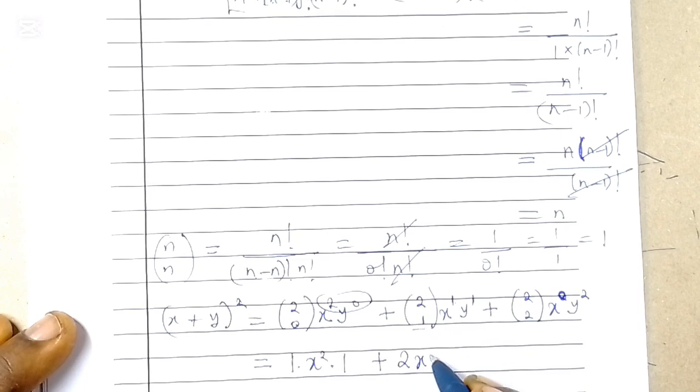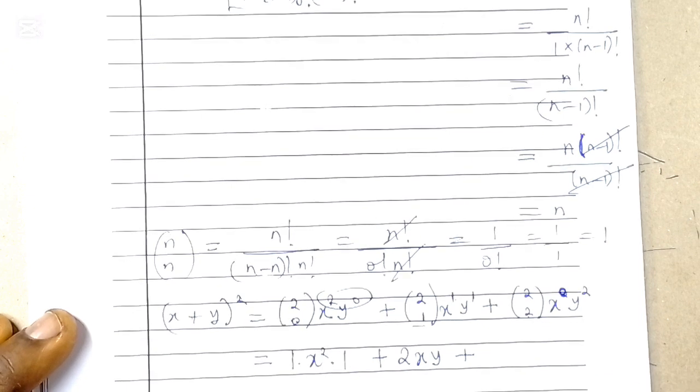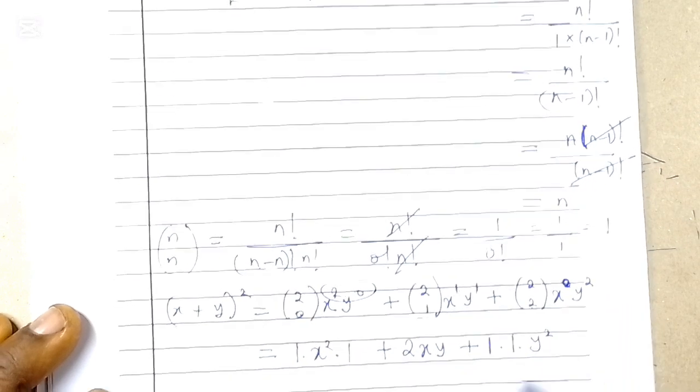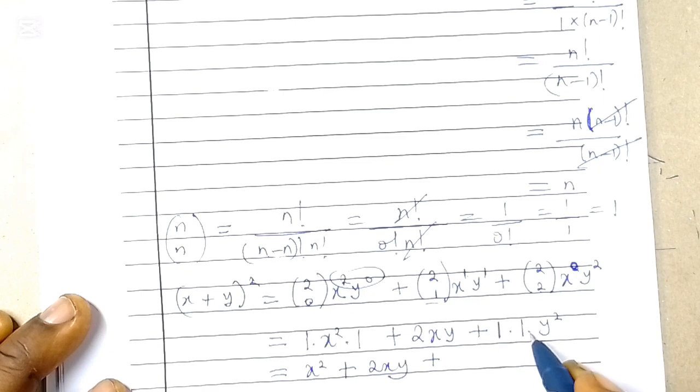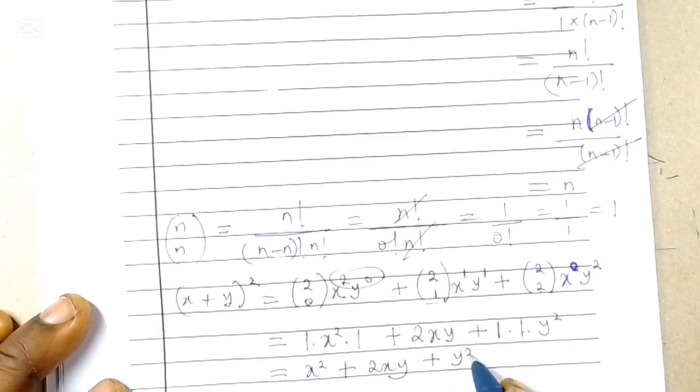This is x raised to power 1, which is x, and y raised to power 1, which is y, by indices. 2 combination 2, we have just told ourselves that anything combination itself will give you 1. So this will be 1. X raised to power 0 by indices is 1, times y raised to power 2 comes here. So your expansion will be 1 times x squared times 1, which is x squared, plus 2xy, plus 1 times 1 times y squared, which is y squared.